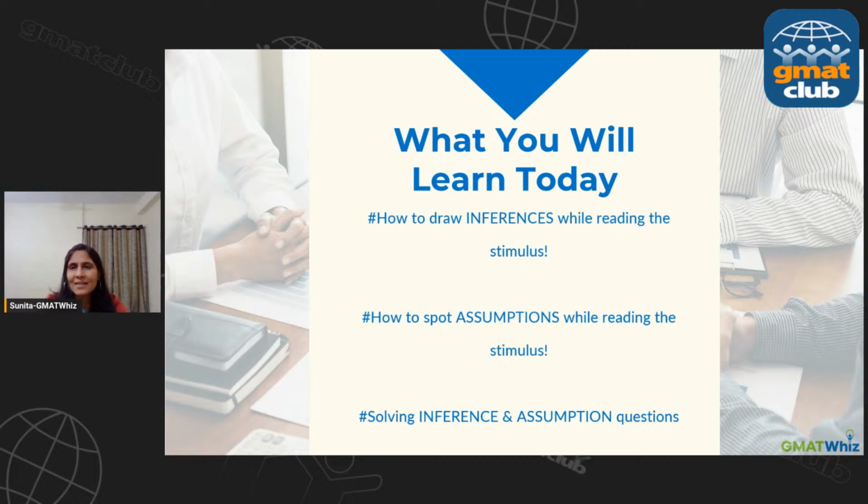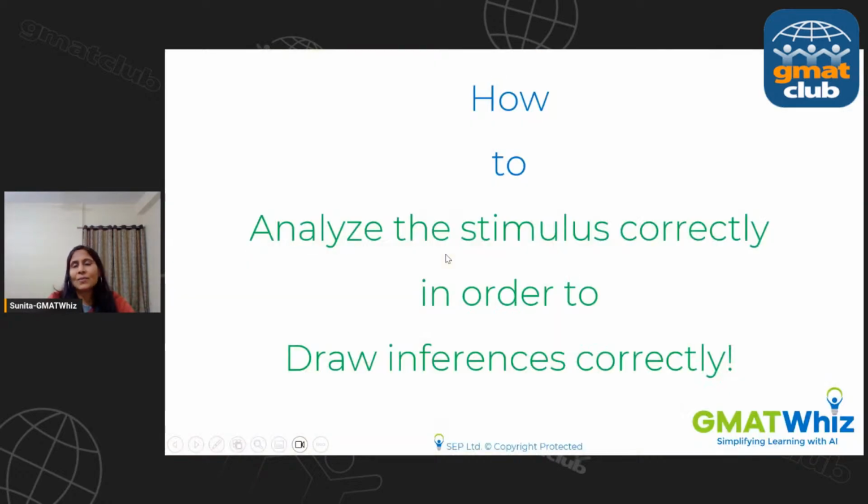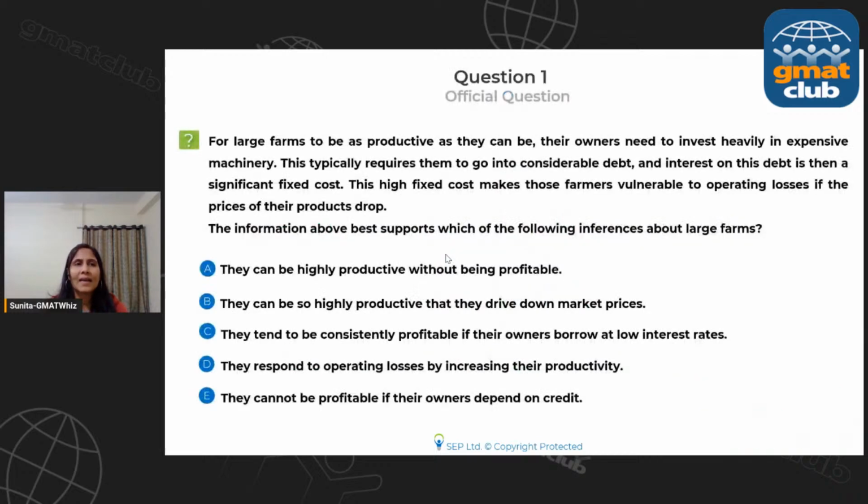So let's set the ball rolling without any more delay. So the first thing is we need to understand how to analyze the stimulus correctly. And here's the first question that I want you to attempt. You attempt it your way, and then I'm going to show you how it should have been attempted. How to read the stimulus in the best possible manner so that you're able to eliminate answer choices properly as well. I am starting with a not so very difficult question.